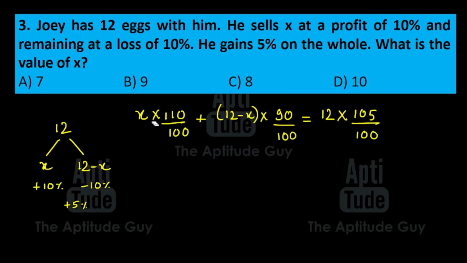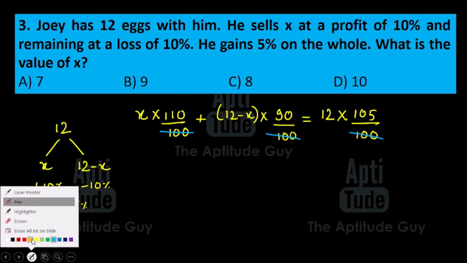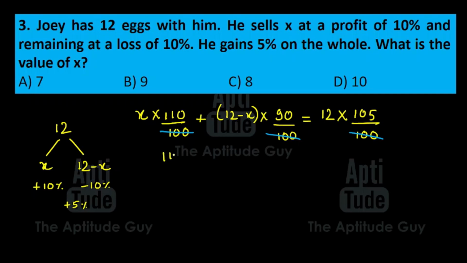We have one equation and one unknown. Let's solve it. 100, 100 and 100 gone, of course. Now, let us solve the question. We have 110x plus 12 into 90 minus 90 into x equals 12 into 105.